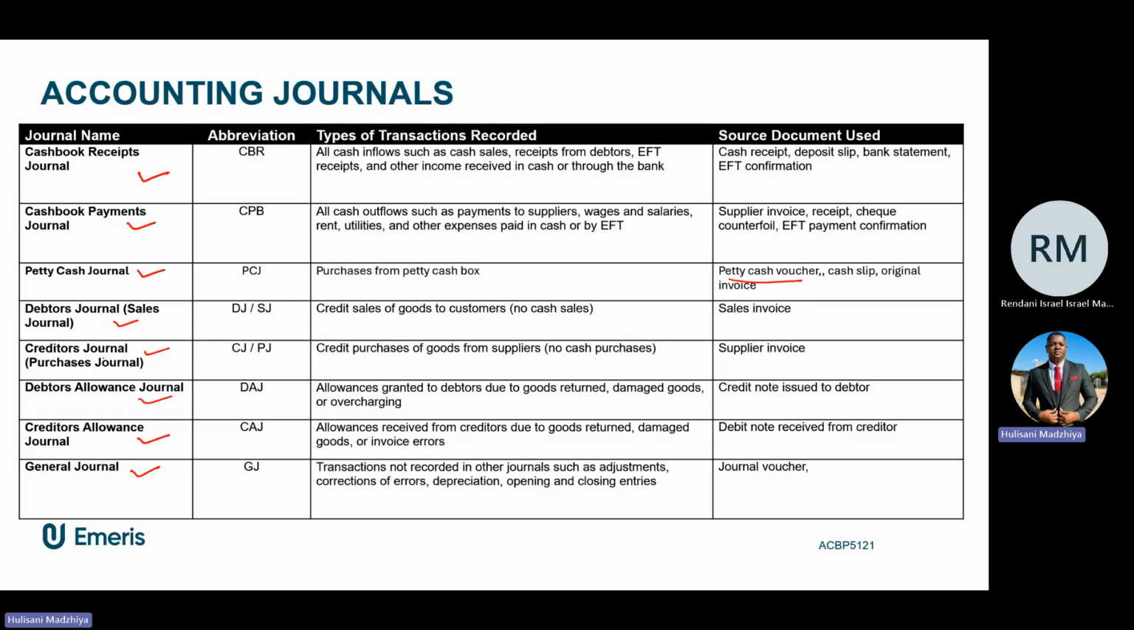Every time you buy goods on credit from a supplier, you record it in your creditors journal. Whenever a customer returns goods that they bought, you record them in your debtors allowance journal. Whenever we return the goods that we bought from our supplier, we will use the creditors allowance journal. So this is the first key thing that you need to make sure that you understand. There is an abbreviation, and then there will be types of transaction.